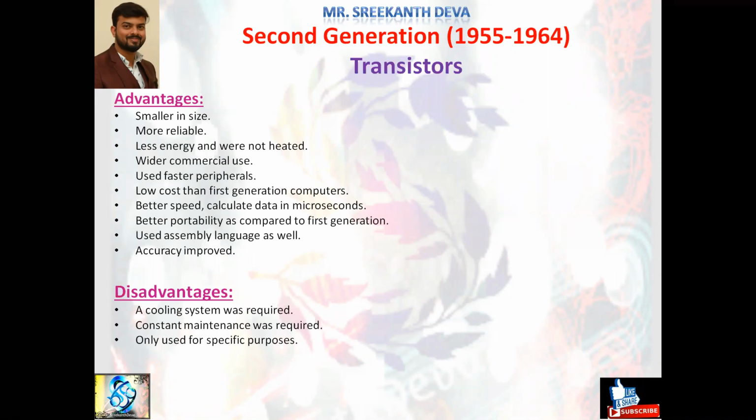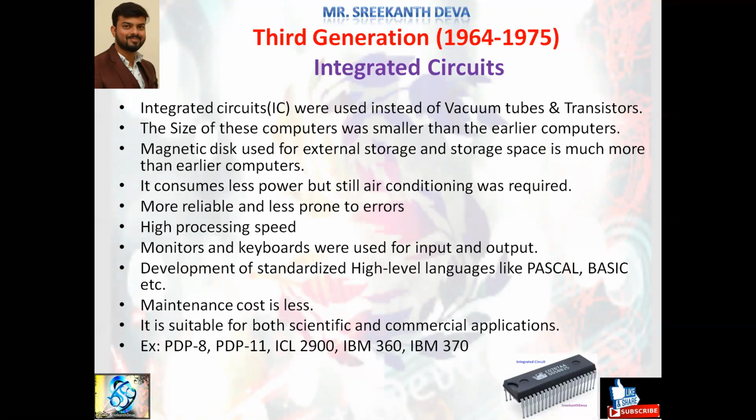To overcome these problems, they introduced the next generation, called third generation computers. But remember, in first generation computers, vacuum tubes were used. In second generation computers, transistors were used. Coming to third generation computers, integrated circuits were used. ICs, as a shortcut, were used instead of vacuum tubes and transistors.